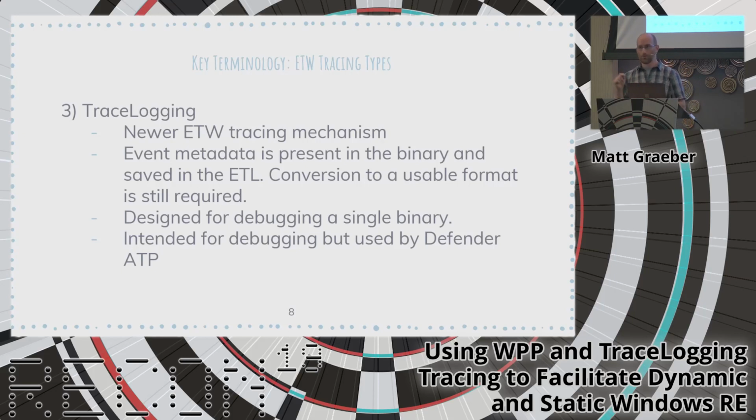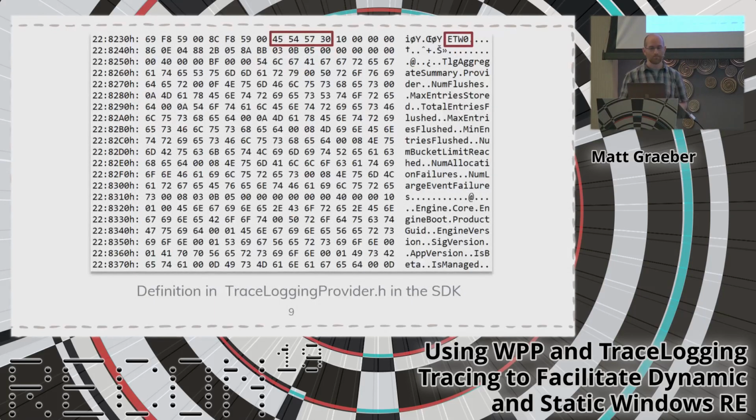Now, I don't know of any other endpoint security products, but I do know that Defender ATP does consume some of these TraceLogging providers, and I'll show you what some of those are. This is what that binary blob would look like. The way that you identify that TraceLogging metadata is present in a binary is the bytes ETW0. Everything that follows that, there's a well-defined binary file format consisting of event data and provider data. That's all defined in the SDK in TraceLoggingProvider.h. It's a great reference.